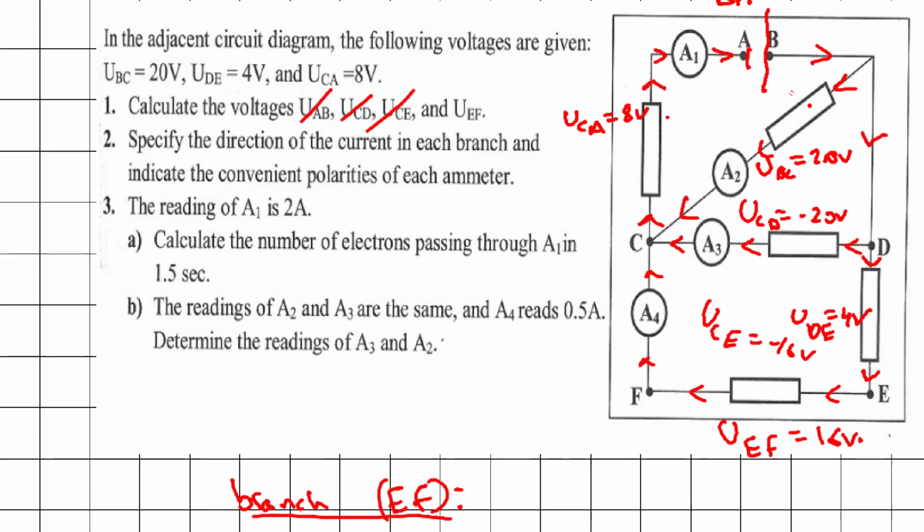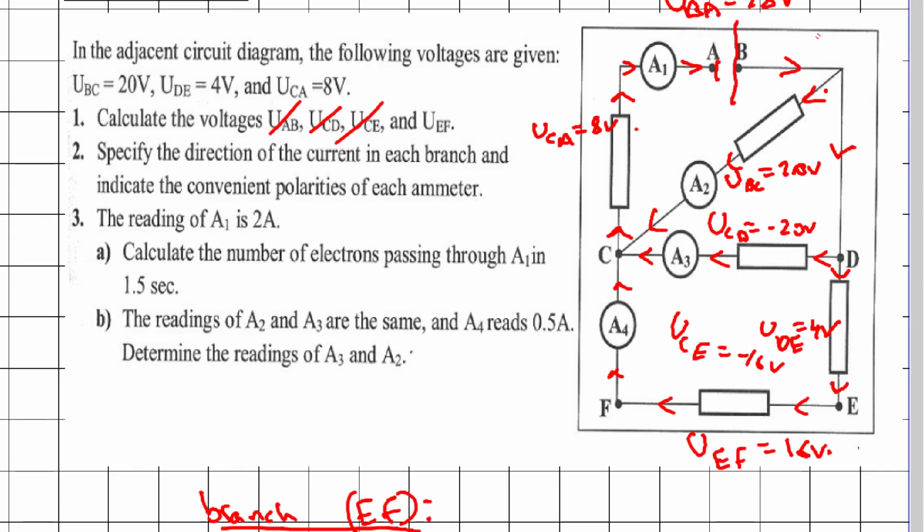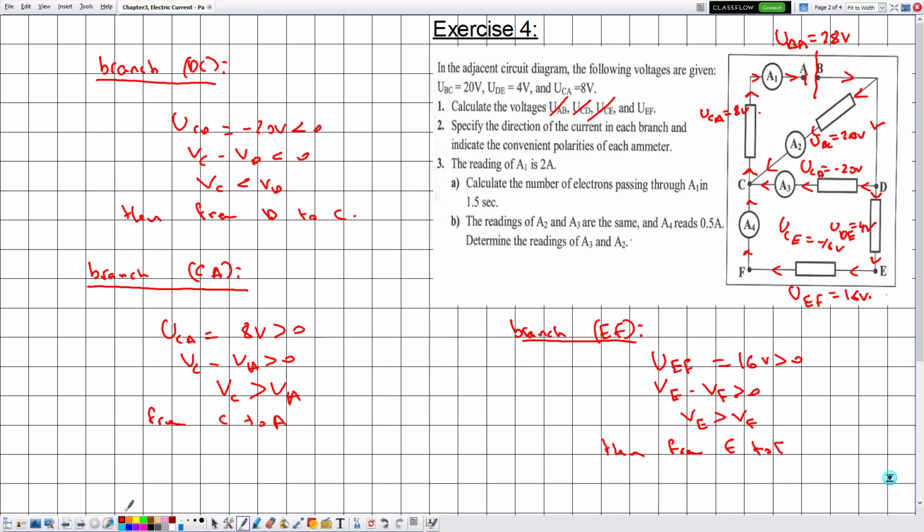Now here notice that there is another part, the convenient polarities of each ammeter. We know that the ammeter, they are discussing the COM terminal. Always the COM terminal must be connected to the negative pole in order to give a positive reading. So in this case, if this is the negative pole, then this is the COM terminal. Let me write them in blue.